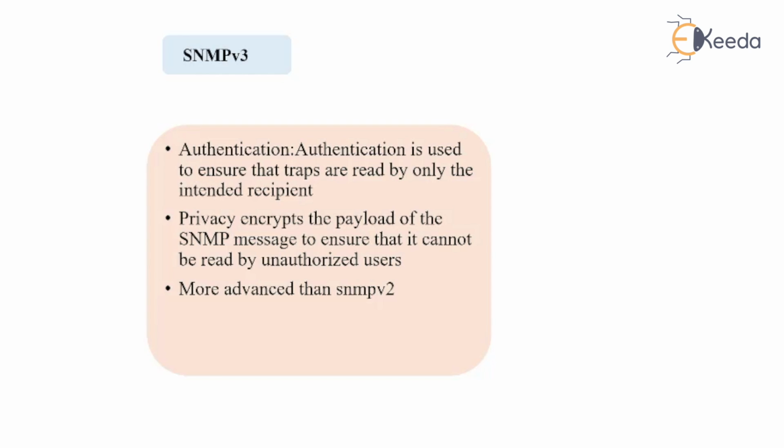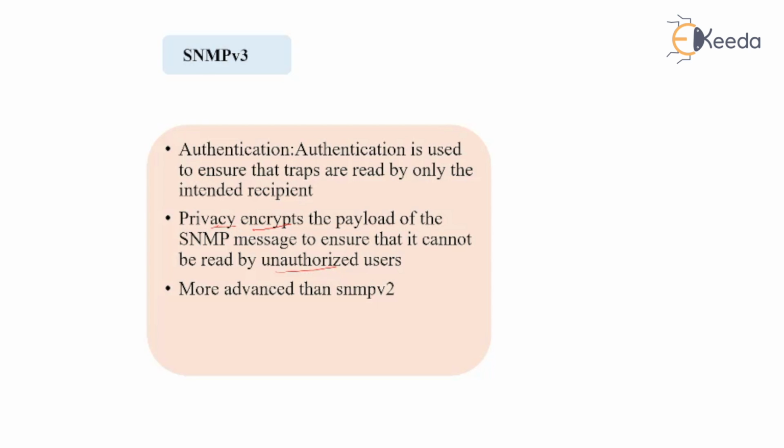Secondly, authorization. Authorization means verification. Verification of data and verification of network elements again play an important role in providing more security. This can also be known as privacy. One more word is encrypts. Privacy encrypts the payload of the SNMP message to ensure that it cannot be read by an unauthorized user. Unauthorized means non-valid user. So obviously our message is not going to be read by an invalid user, and this is what provides more security.